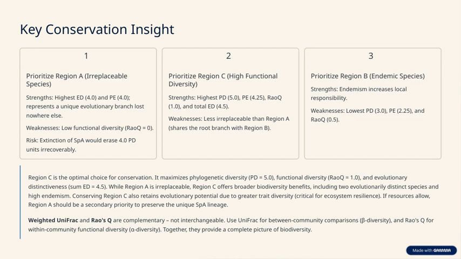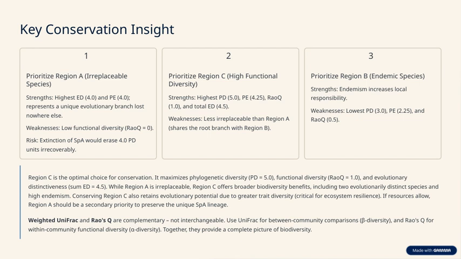Now, moving to Region C, this area is notable for its high functional diversity, which is reflected in its top scores across several metrics: PD at 5, PE at 4.25, ρQ at 1, and total ED at 4.5. These numbers tell us that Region C harbors a broad range of evolutionary history and trait diversity, making it a very strong candidate for conservation. The only caveat is that it's less irreplaceable compared to Region A because it shares its root branch with Region B, meaning some of its evolutionary uniqueness isn't entirely exclusive.